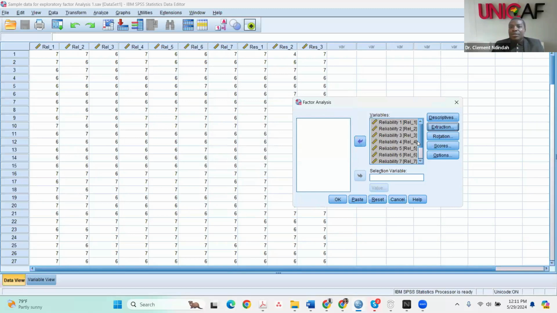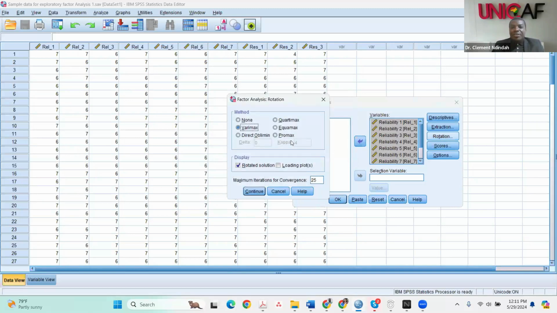Okay. Click on Continue. Rotation, this is very, very important. Okay, now it is the rotation that will actually group the variables into different categories or dimensions. You are going to see that once the result is out.